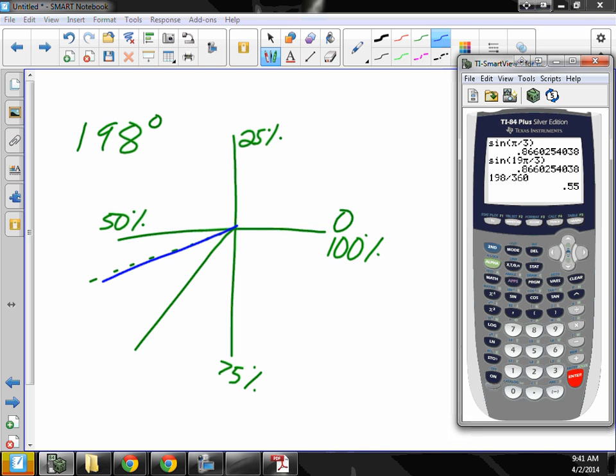Well, what if I had, let's see, 6 pi over 11. What quadrant is that going to land in?